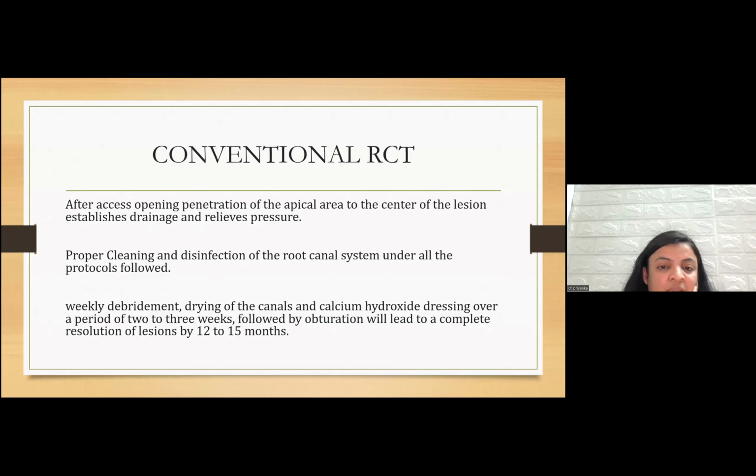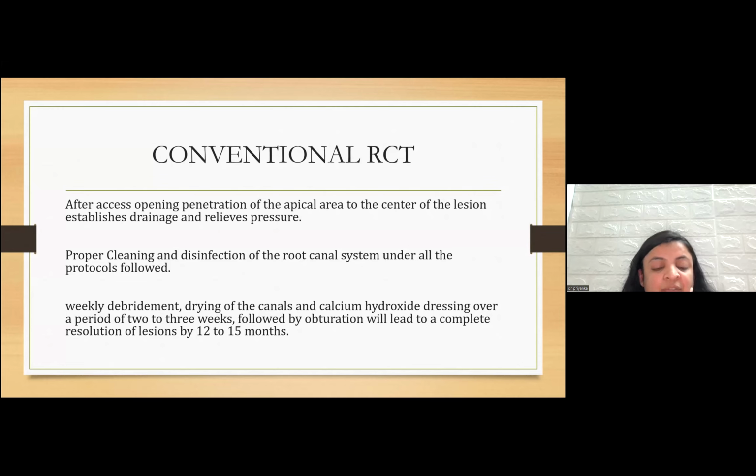Now, conventional RCT: after access opening, I would like to penetrate in the apical area, in the central area of the lesion, and I will allow my canal to drain. It will help in relieving the pressure also, which will reduce the pain for the patient. After achieving the glide path, I would go for proper cleaning and disinfection of the root canal system under all the protocols followed. I will do ultrasonic activation, I will do heat activation, and I will make sure the canal is cleaned.